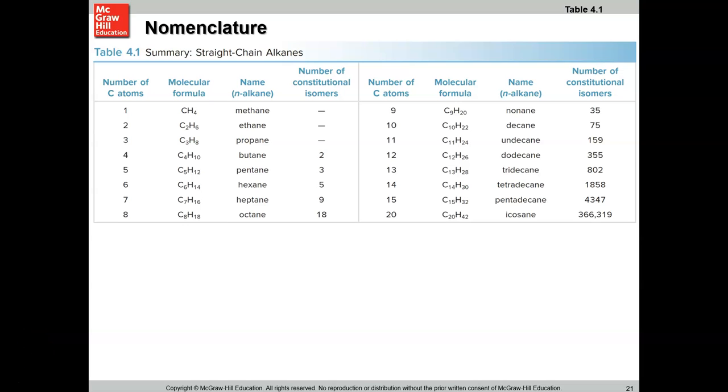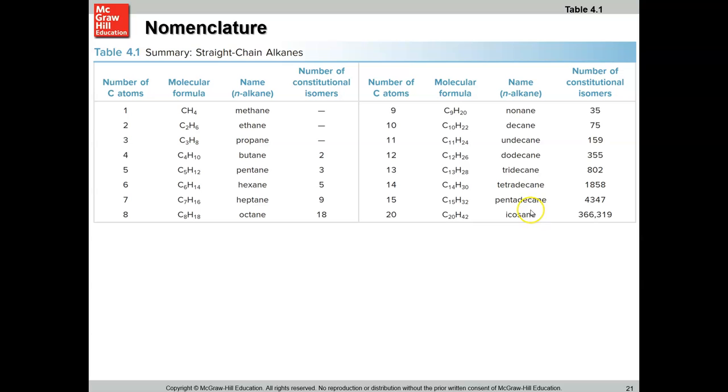For naming these, the first step of naming these alkanes is to identify the longest chain. And for the longest chain, again, it doesn't matter how it's drawn out, like the previous few examples. It just matters that you can find the longest continuous chain that doesn't branch off. And here, the way we name that is if we have 1 carbon in the chain, it's methane. If we have 2, it's ethane, propane, butane, pentane, hexane, heptane, octane, nonane, decane, undecane, dodecane, tridecane, tetradecane, pentadecane, icosane.